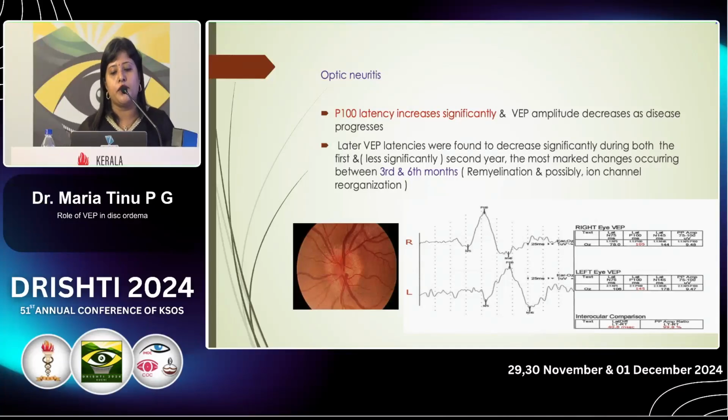So here in the picture, we can see in the right eye the P100 latency is around 105 milliseconds, whereas the left eye, which is affected, has 145 milliseconds. So there is a difference between both eyes of 40 milliseconds.